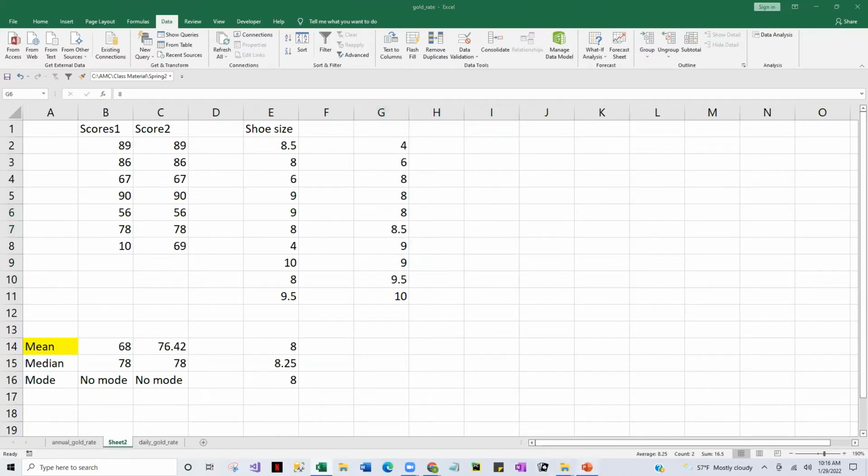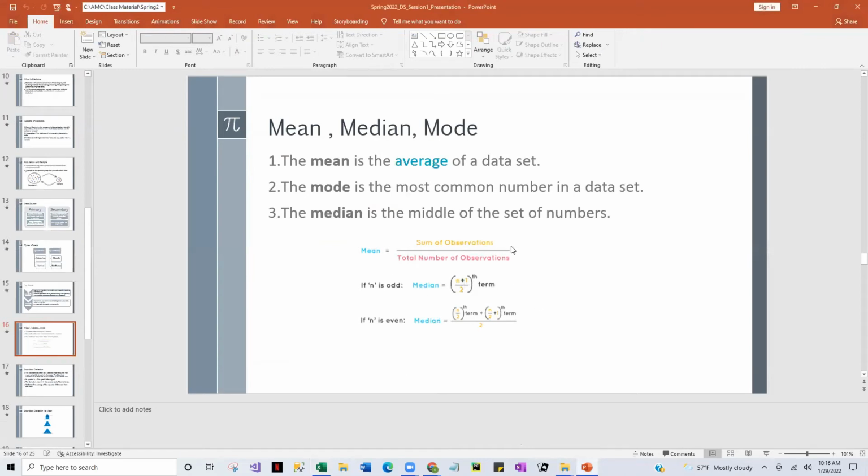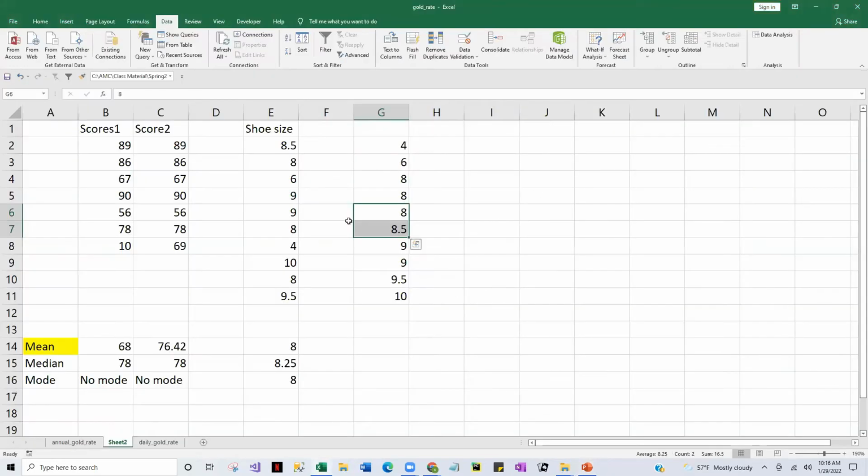So let me go back to the presentation and show you. See, this is how you're going to find the median. If it is odd, you're going to see the middle term. If it is even, you will be getting 2 middle terms. You're going to add them and divide by 2. Are you good with that? So this is how we are going to calculate. Median is the midpoint. Any midpoint, that is the median. So here we have 10 data points, so the median is going to be the average of 8 plus 8.5.